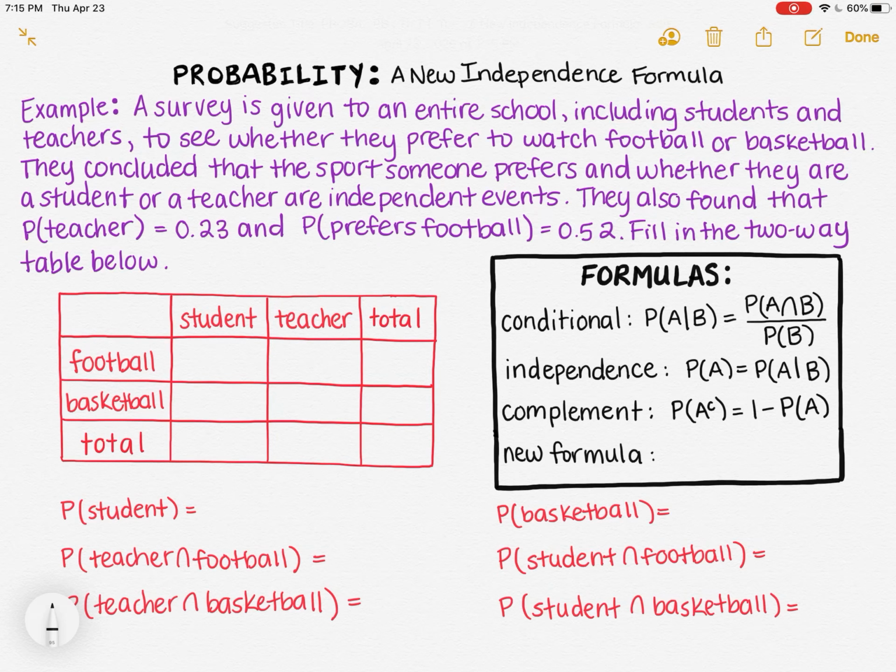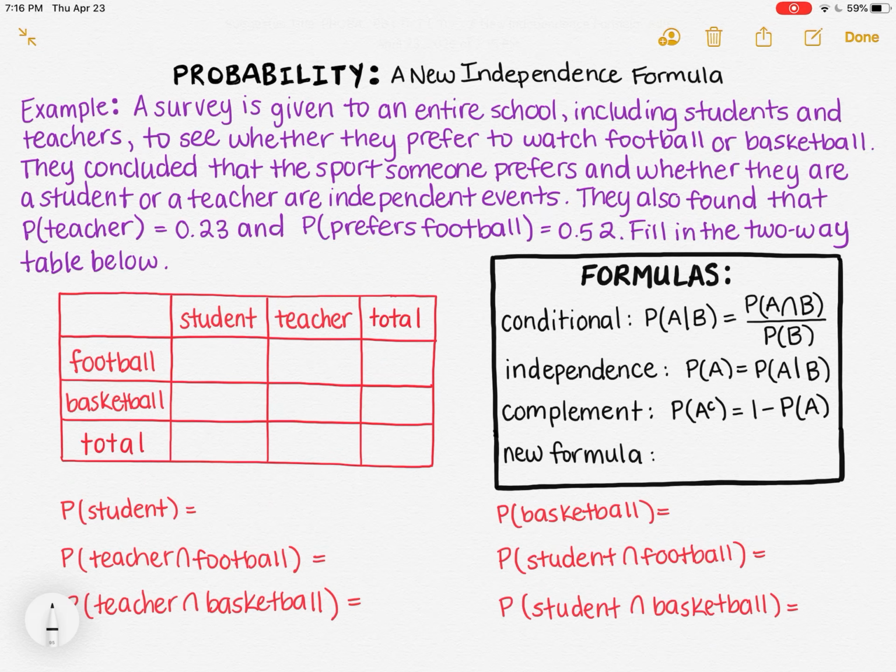In this video, I'm going to show you a new formula that you can use whenever you know that two events are independent. In this example, a survey is given to an entire school, including students and teachers, to see whether they prefer to watch football or basketball. They concluded that the sport someone prefers and whether they are a student or a teacher are independent events.